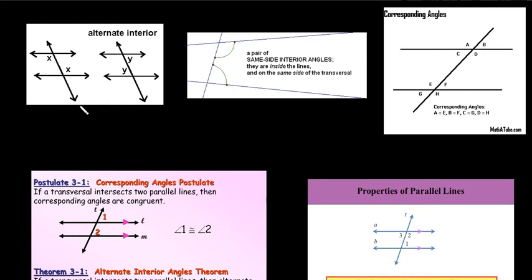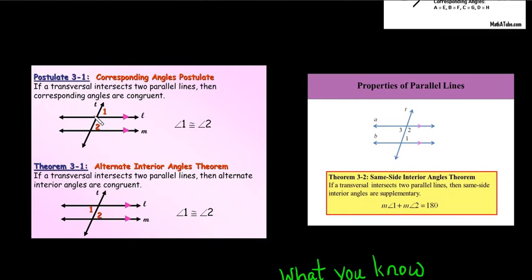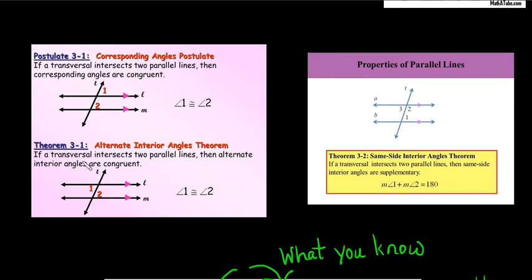That's why they're interior. This one says if a transversal intersects two parallel lines, then the alternate interior angles are also congruent. So in this picture, angle 1 is congruent to angle 2. And if this little space right here had a 3 and that space had a 4, angle 3 and angle 4 would be congruent as well because of the alternate interior angles theorem.